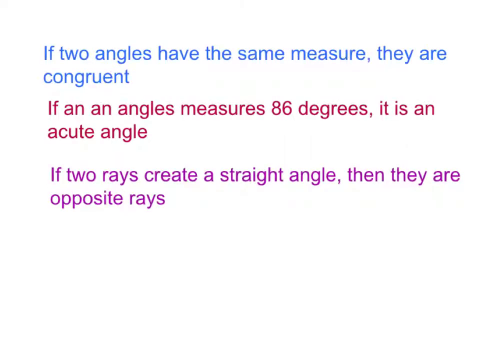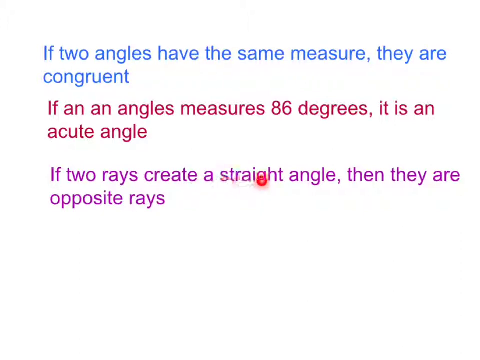Biconditionals. All right, this was the bell work. What I was asking kids to do is just write the converse of each of these statements and determine its truth value. So if two angles have the same measure, they are congruent. Its converse is if two angles are congruent, they have the same measure. Truth value goes both ways.